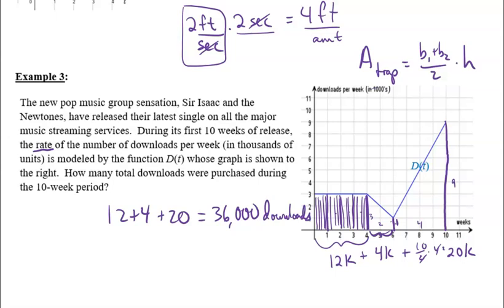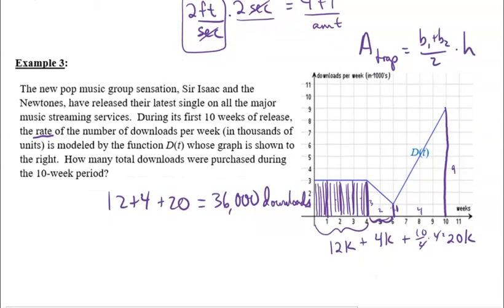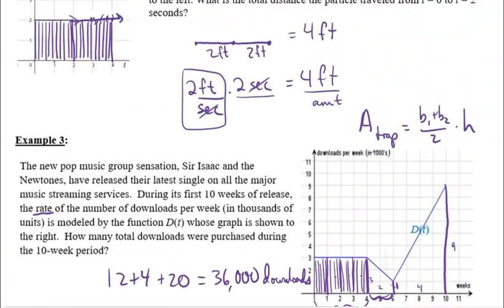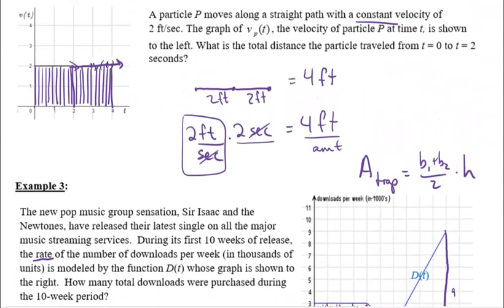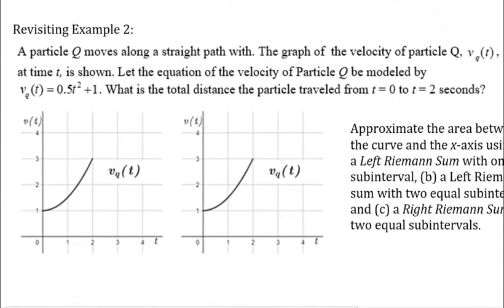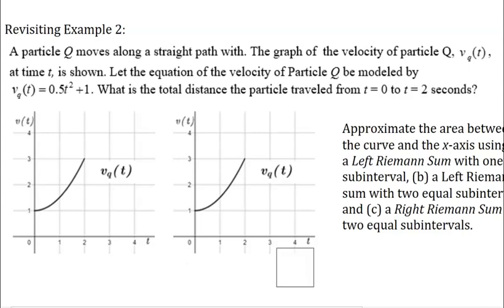Okay, so are we starting to see how the accumulation of the space under a function will give us an amount of whatever it is that is being accumulated? Now in example 2, we had a constant function. The particle was moving at a constant velocity of 2 feet per second. But let's come back to that and see what happens if it's not a constant velocity.